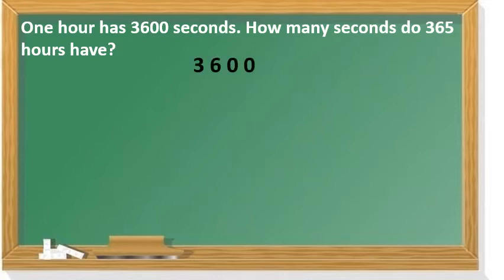Okay, so how will we multiply? We will multiply 3600 by 365. Correct? You know how to do multiplication stepwise. You will do this one now. I will leave this for you.